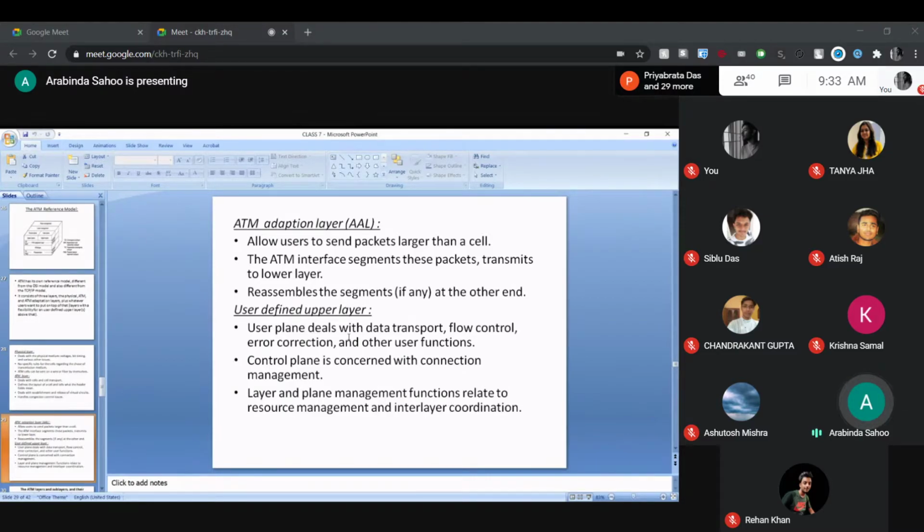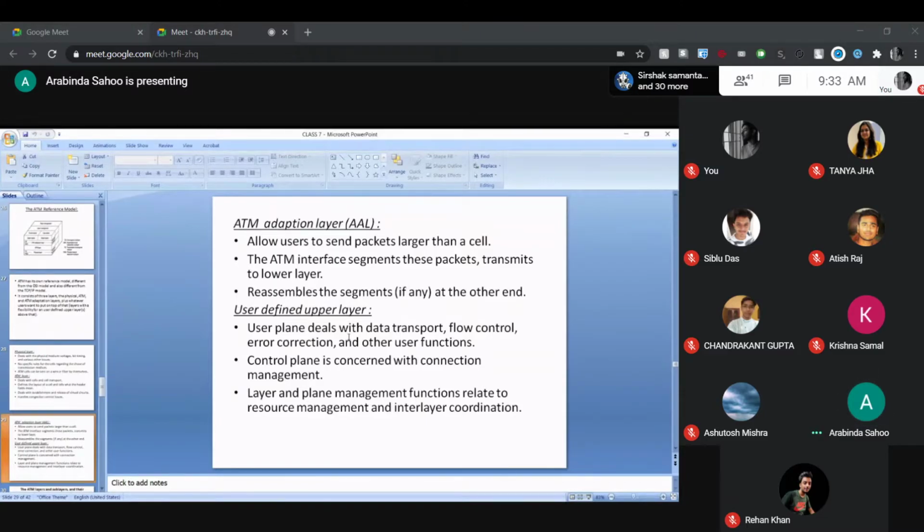What type of algorithm or method has to be implemented is purely based on the user. That's why it is known as the user defined upper layer. There is no specific rule that the user must use this type of algorithm for flow control, data transport, or error correction.